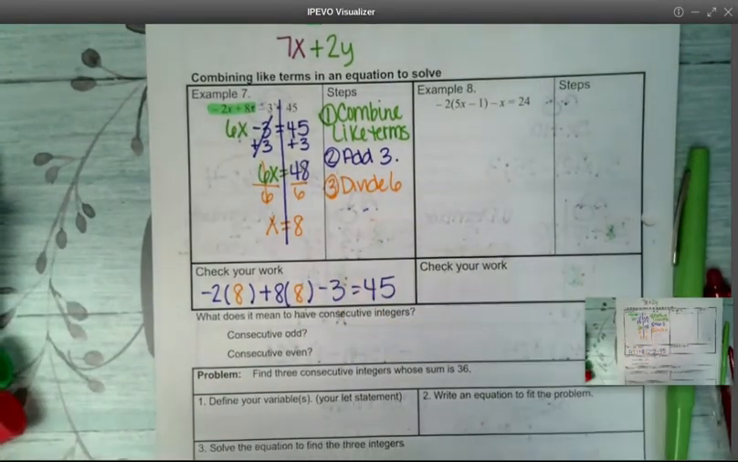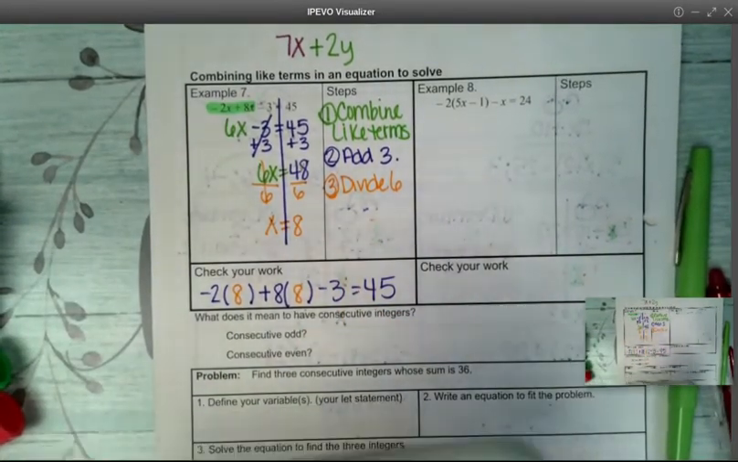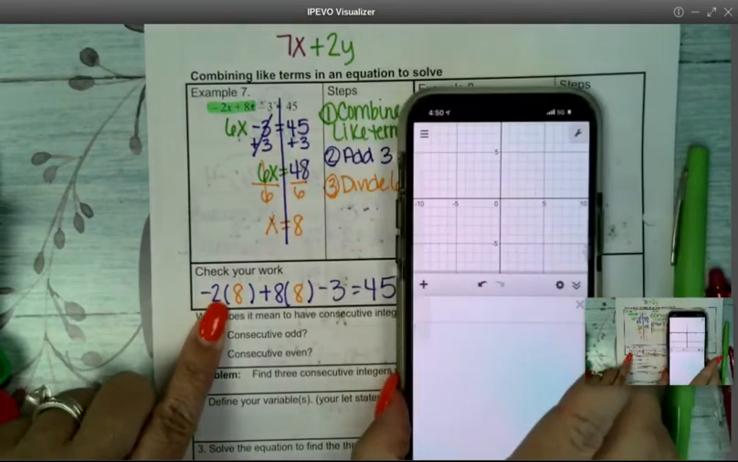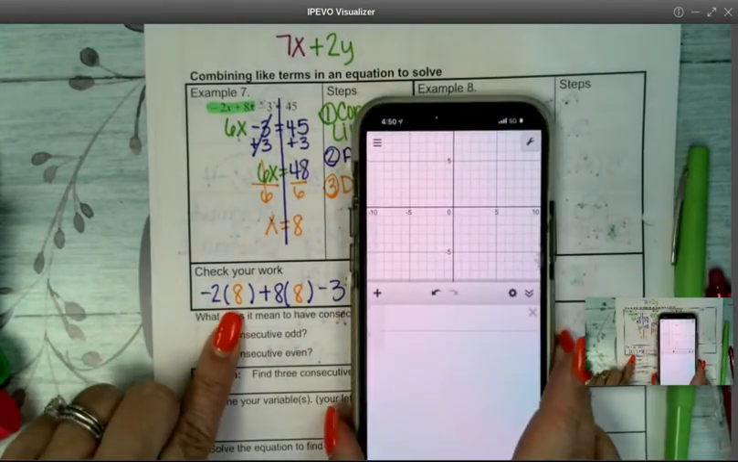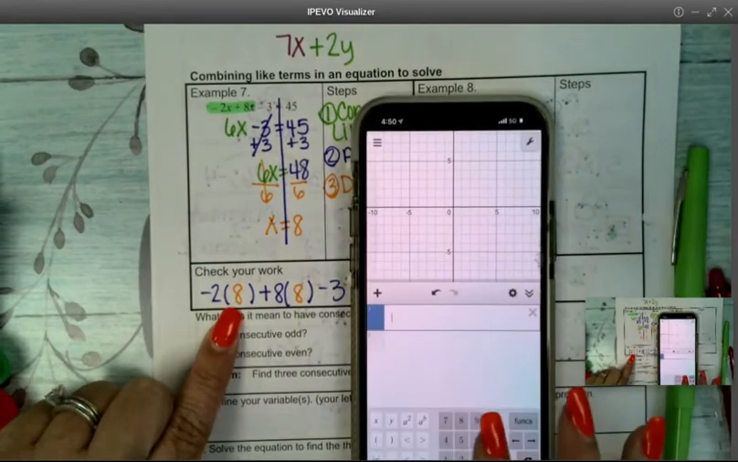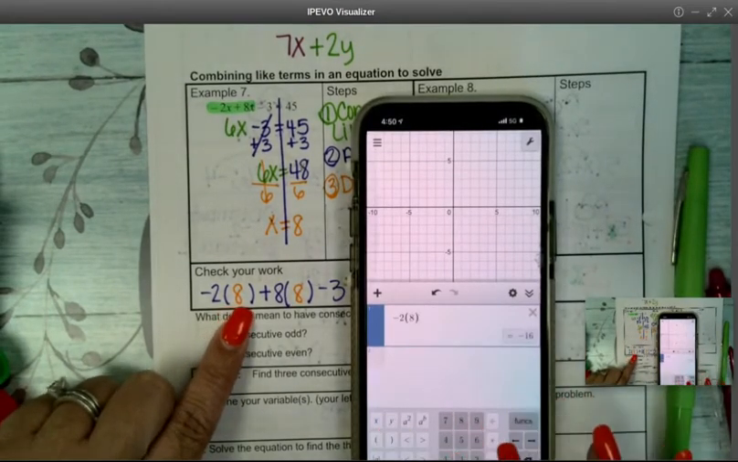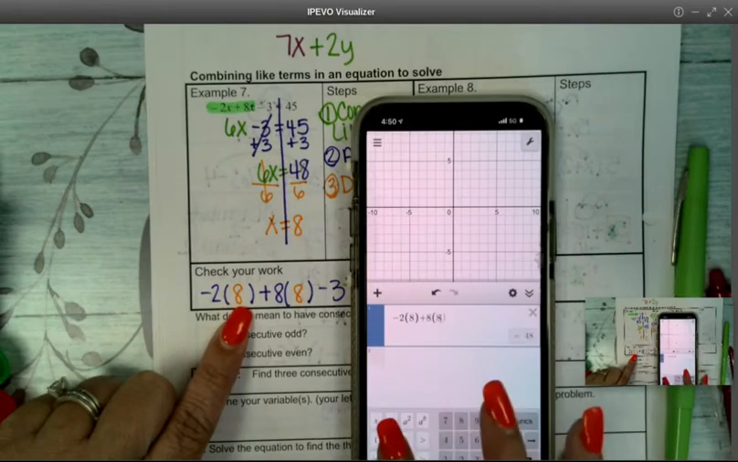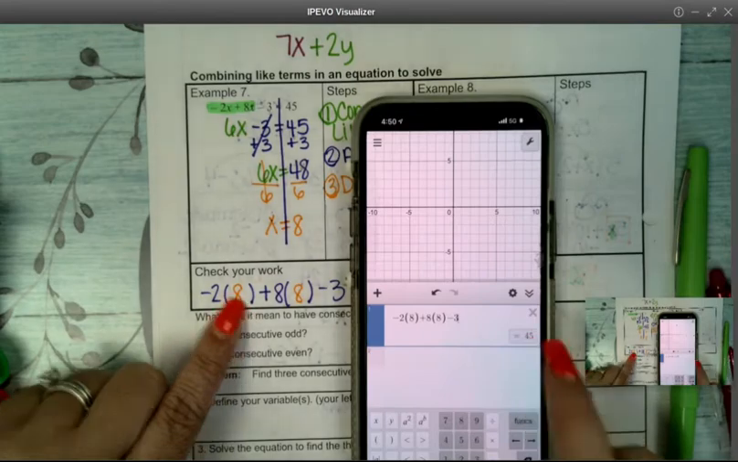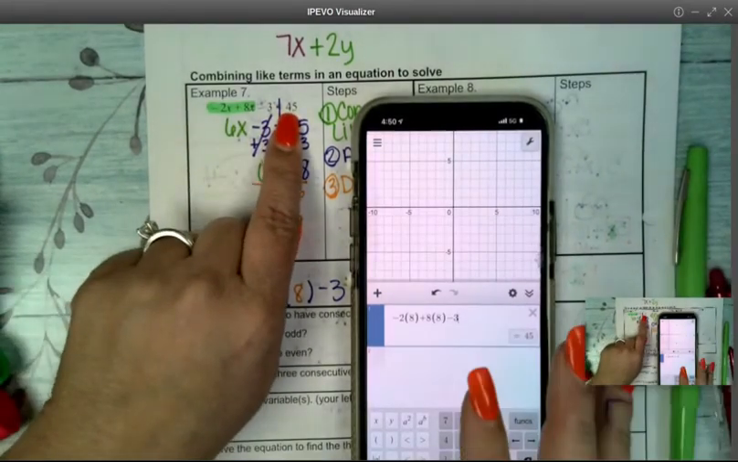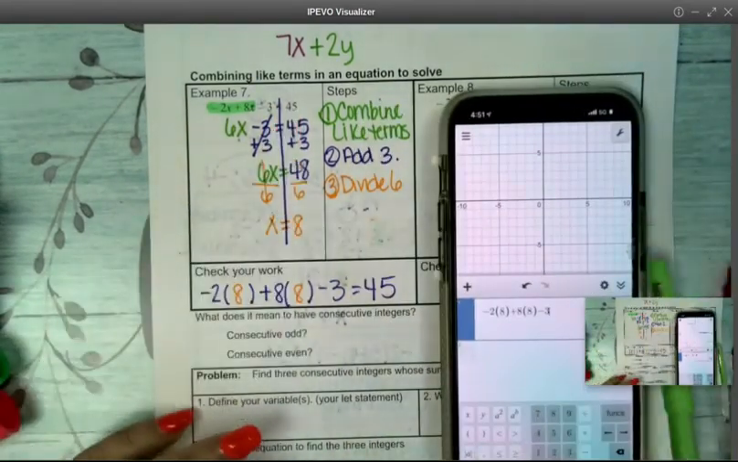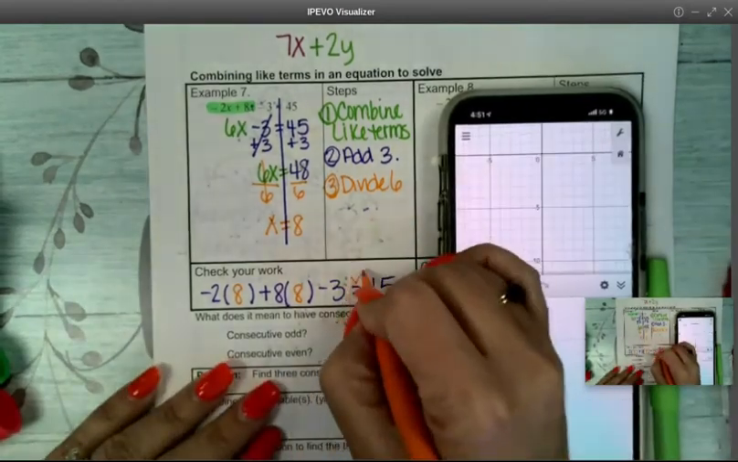Now, using Desmos, I'm going to type it exactly as I see it right here. And I'm just going to cover up this equal 45 because I'm not typing that in. So negative 2, parenthesis, 8, close my parenthesis, plus 8, parenthesis 8, minus 3. It's equal to 45. Looking at our original problem, it was supposed to be equal to 45, so then I know I've got this problem correct.